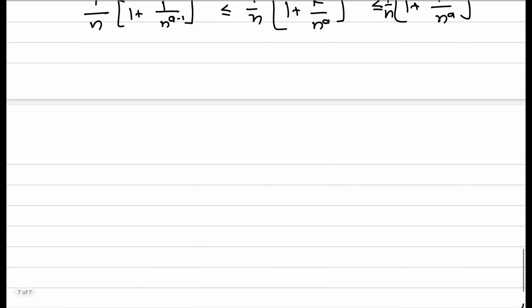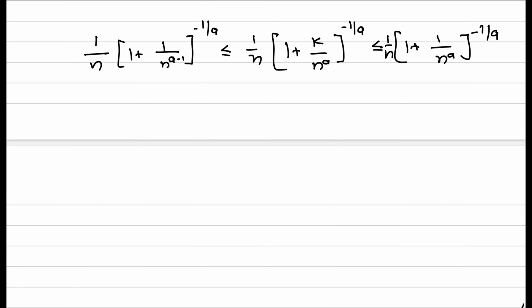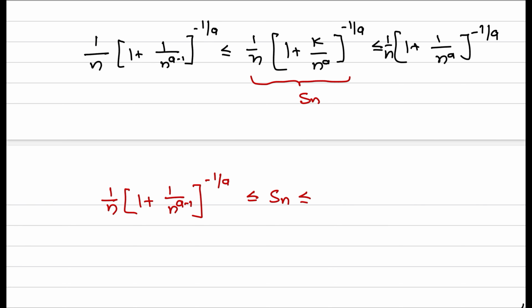What happens? What is this value? This value is nothing but the sum, Sn. That means 1 by n into (1 plus 1 by n to the power of a minus 1) to the power of minus 1 by a is less than or equal to your sum. It is less than or equal to 1 by n into (1 plus 1 by n to the power of a) to the power of minus 1 by a.